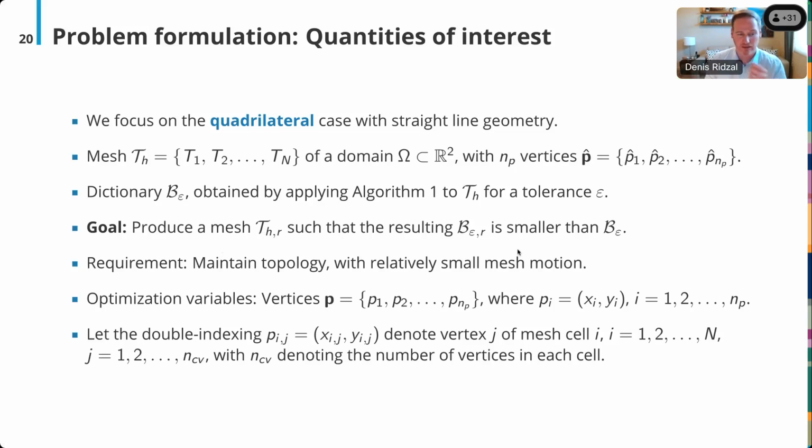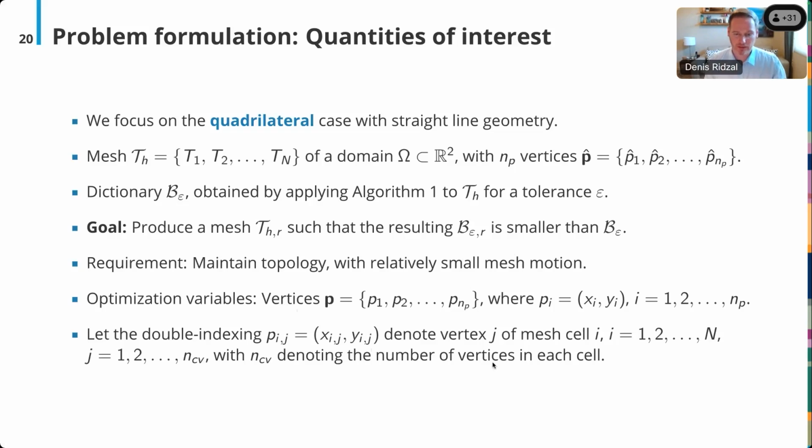But we have to maintain topology, and we want to do as little mesh motion as possible. And so we'll have some constraints. The optimization variables will be vertices P, and we'll have this double indexing scheme here.